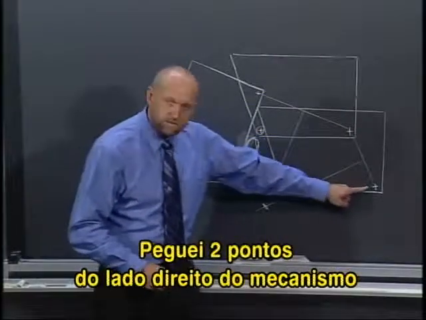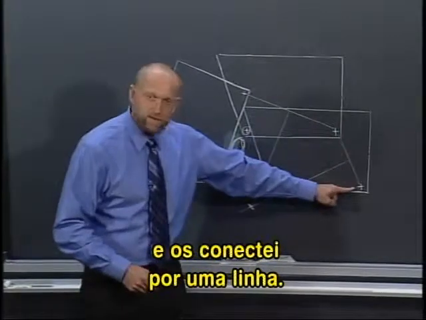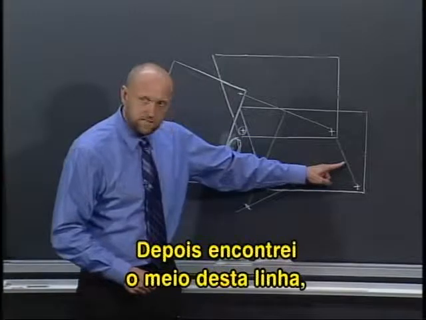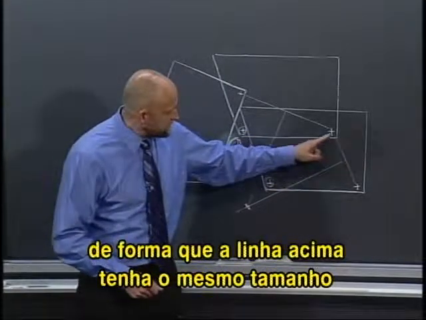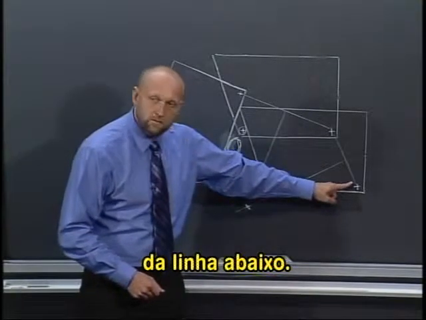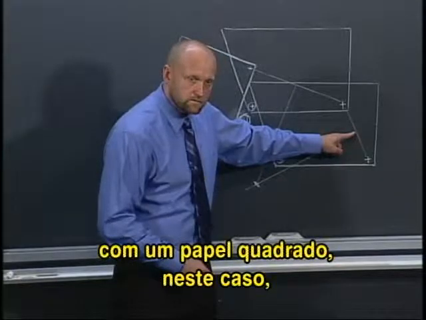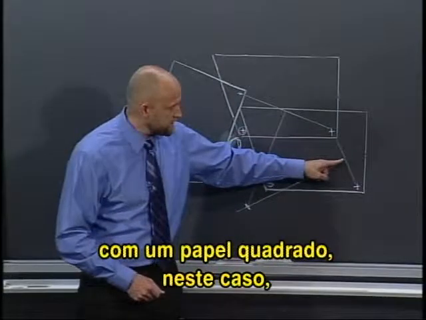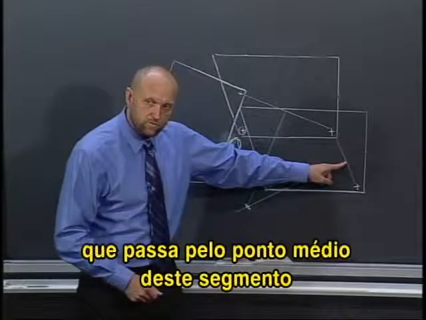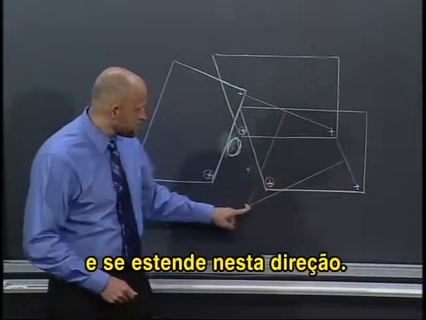I took 2 of the points on the right side of the mechanism, and I connected them with a line segment. Then I found the middle of that line segment. So this segment of the line above it is the same length as this segment of the line below it. Then I constructed, with a square piece of paper, in this case, another line that's perpendicular and goes through the midpoint of that segment, and that extends out in this direction.